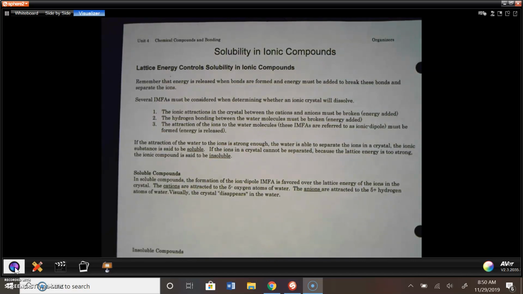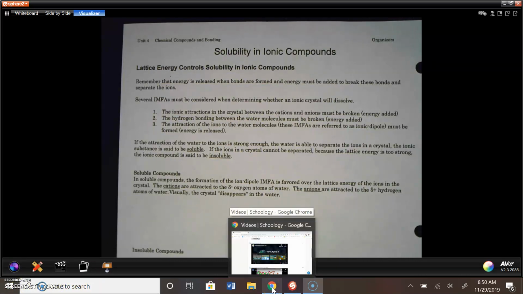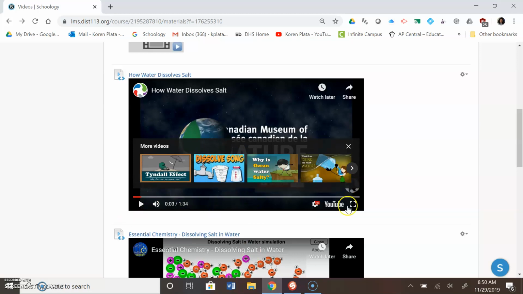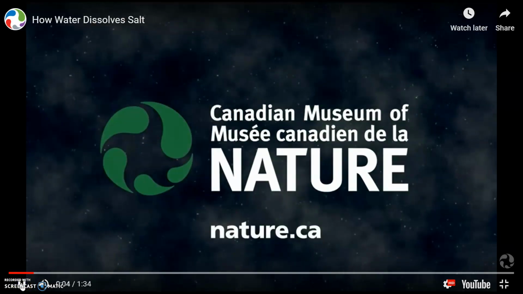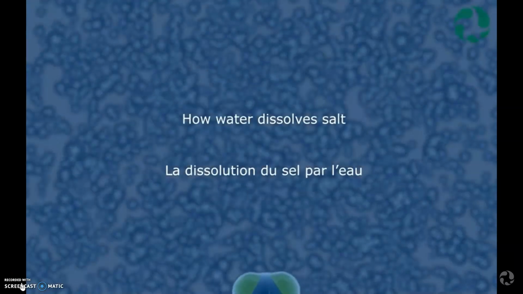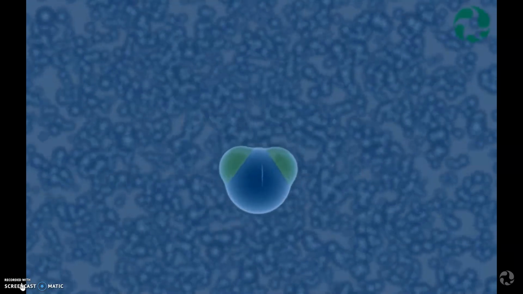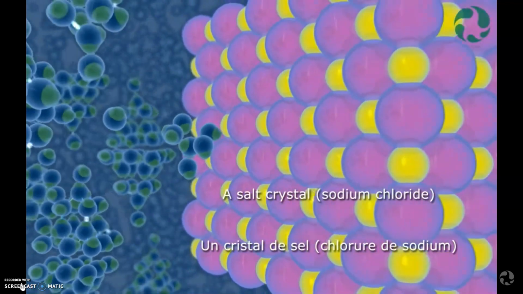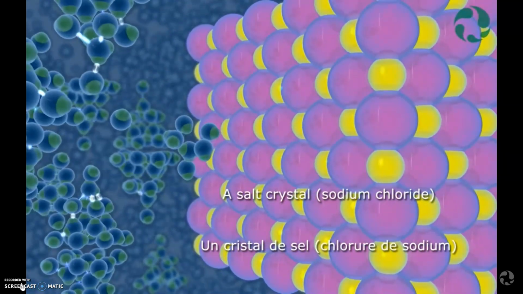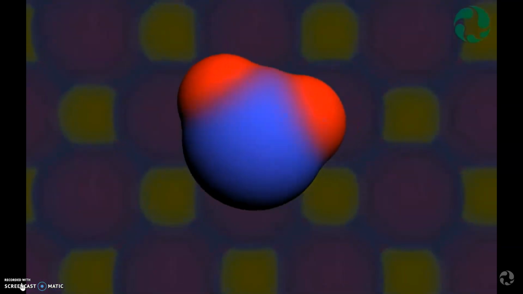So what I want to do first is show you a video of how dissolving works. So I'm going to shift gears, go to a video from YouTube, and we're going to walk through how an ionic crystal dissolves in water. Okay, so there's the water molecule you can see. It's got the two hydrogens, the smaller parts at the top, and the oxygen, the bigger blue one. And then you have the salt crystal. You have the positive sodiums and the negative chlorines.